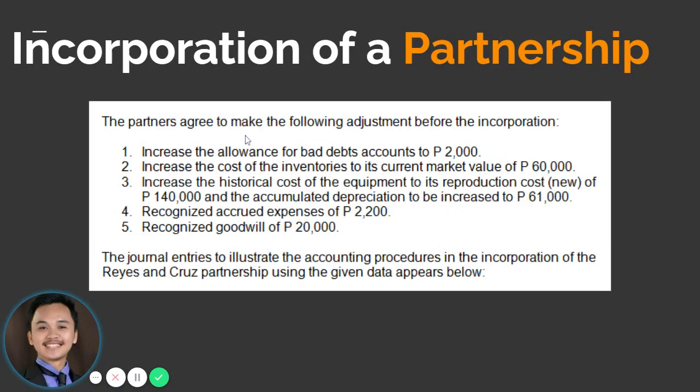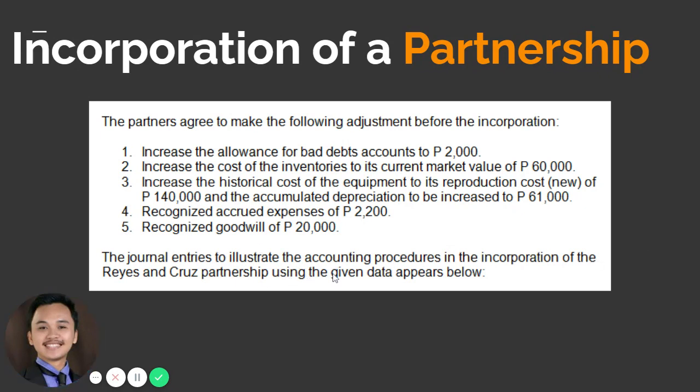For example, the partners agreed to make the following adjustments before the incorporation. Increase allowance for bad debts by 2,000, increase cost of inventories by 60,000, increase the historical cost of equipment to its reproduction cost of 140 with the new accumulated depreciation to be increased by 61, recognize accrued expenses of 2,200, and recognize goodwill of 20,000. The process here is similar to going from sole proprietorship to partnership. But this time, it is from partnership to corporation, so the partnership is dissolved.